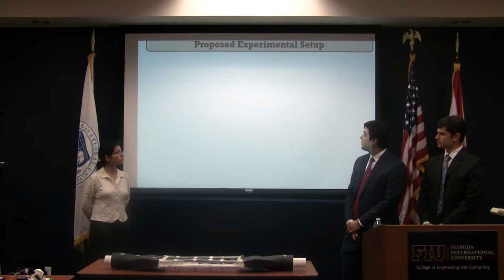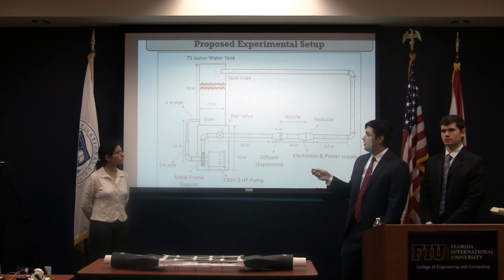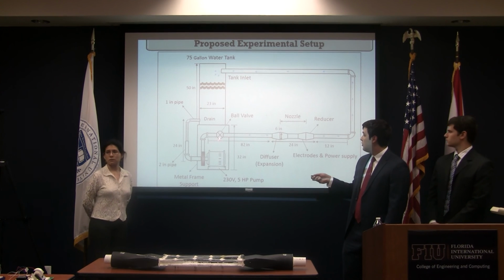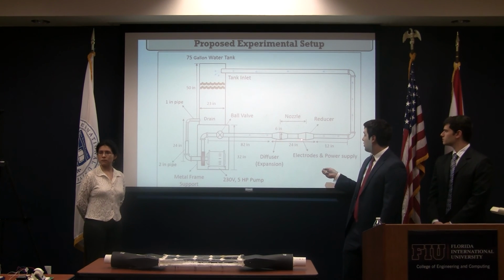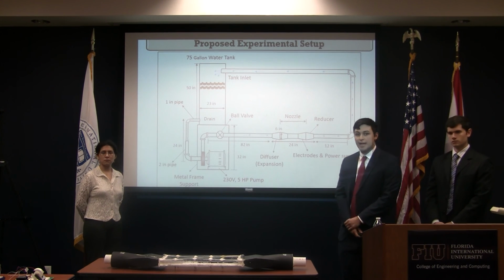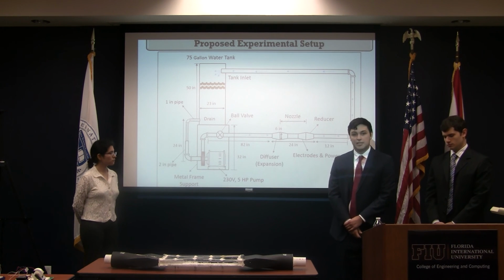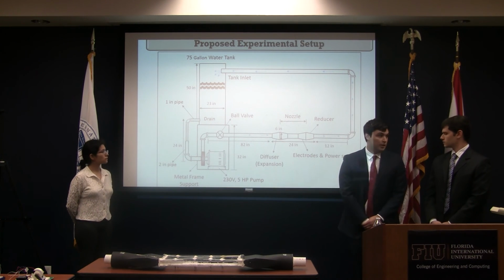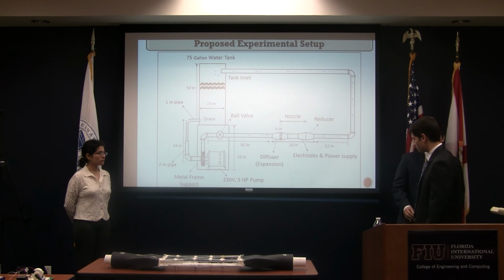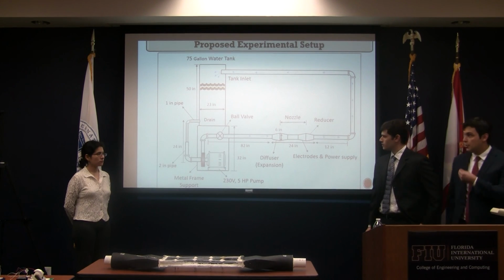So a proposed experimental setup involves a tank running into a pump through a ball valve and then into our planar nozzle with a return piping system leading back into the tank to allow our setup to run continuously. And now Sami will talk about the simulations done for the piping system.